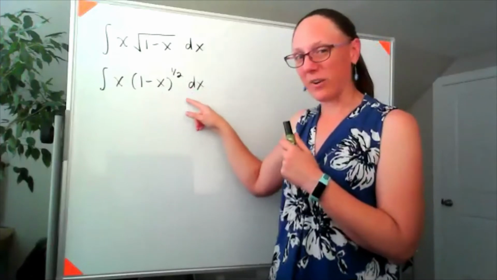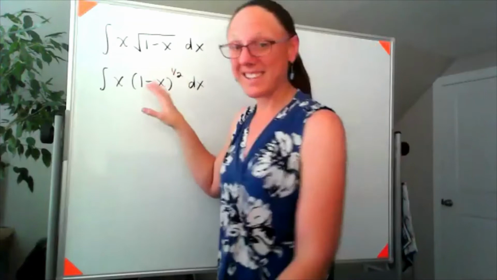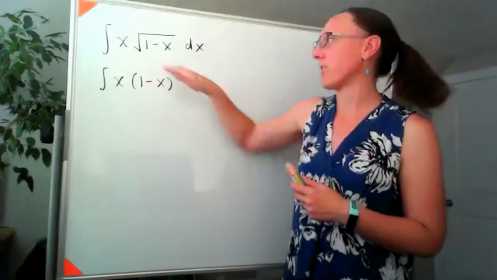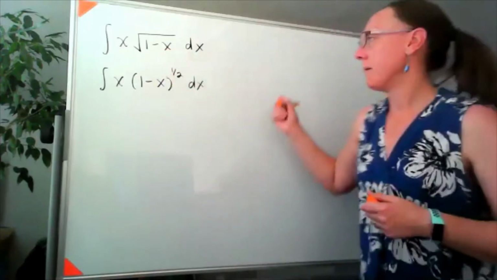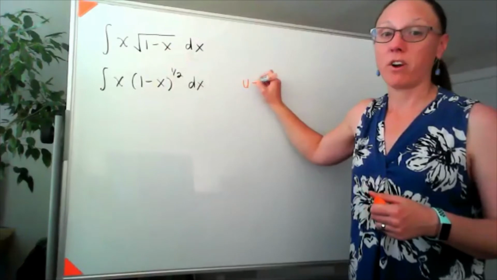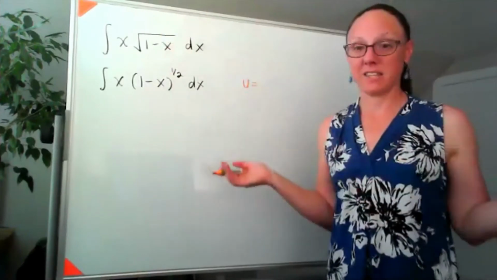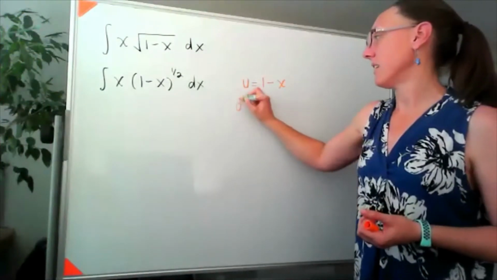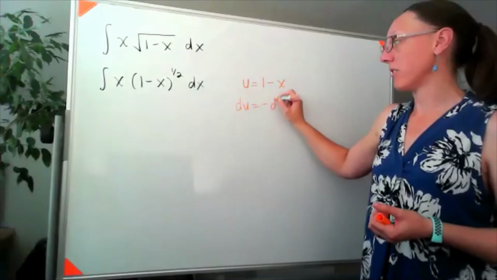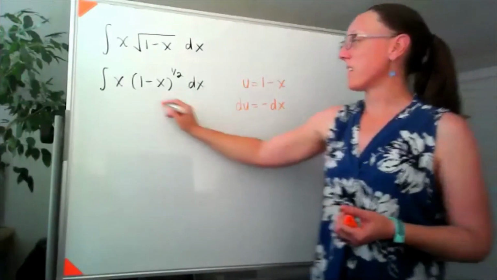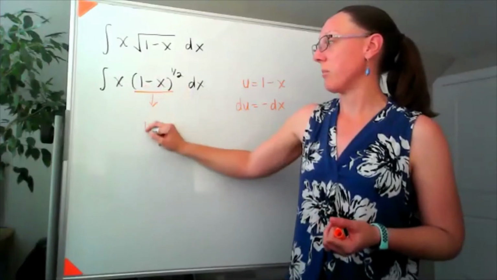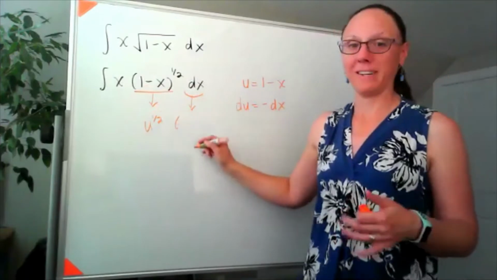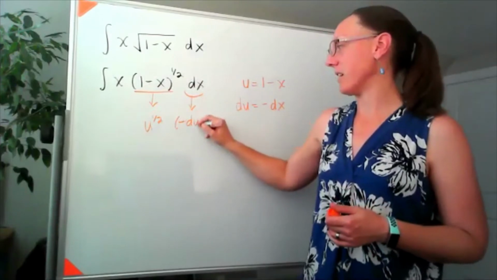I do have a dx out here, so there is a way to rewrite this. What I'm going to do is think about the part that is stuck inside of the square root. Or u stands for ugly. What's the ugliest part of this? That's the square root. If I make u 1 minus x, then du is negative dx. So that's going to take care of this piece. That's going to become u to the 1/2. And my dx is going to become negative du.